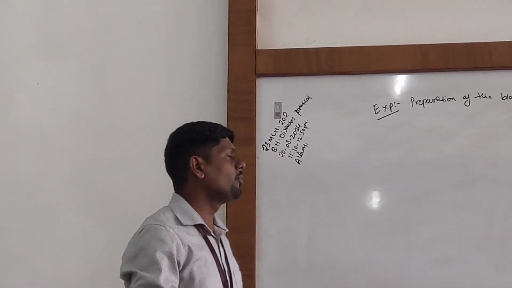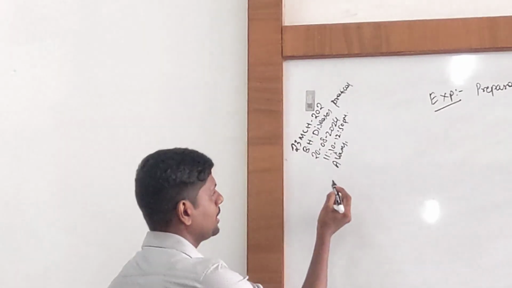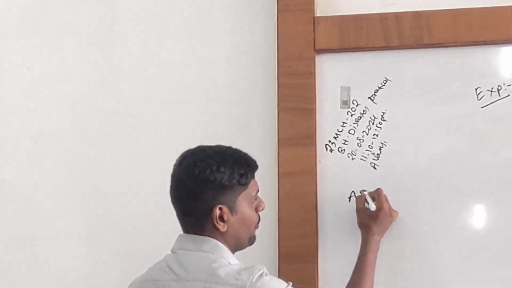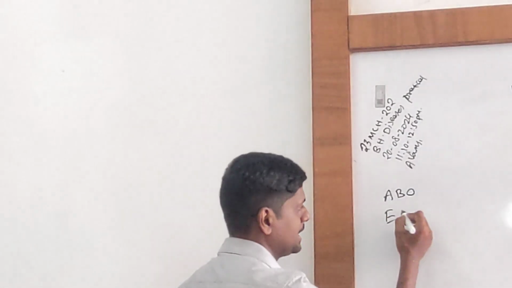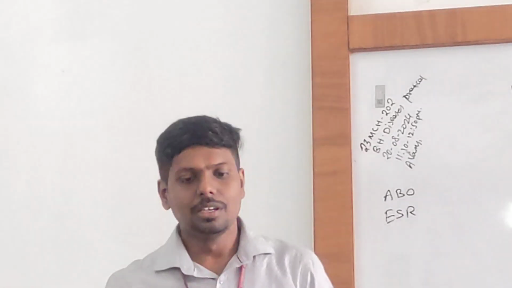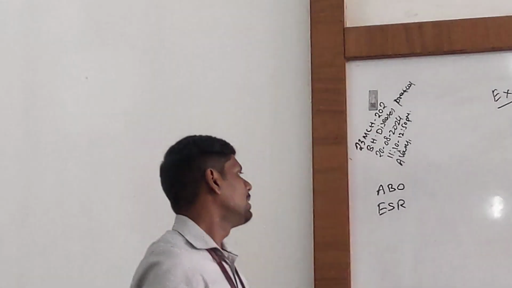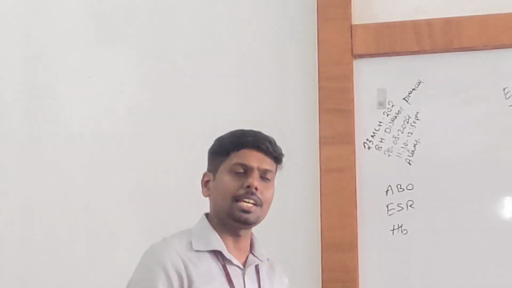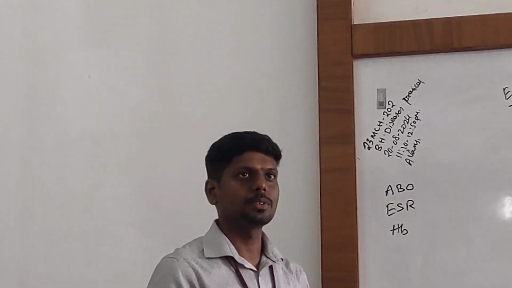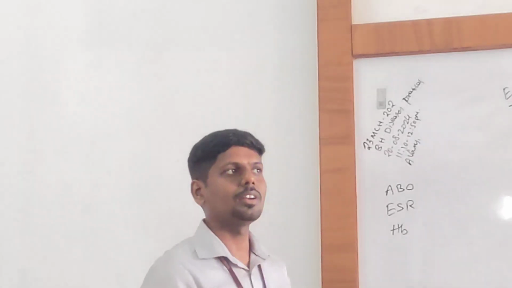Okay. So far we have finished 4 branches to my knowledge. We have finished the ABO grouping. Then we have finished estimation. Then we have finished HP estimation. Do we done any other test apart from them? Only these 3 so far.